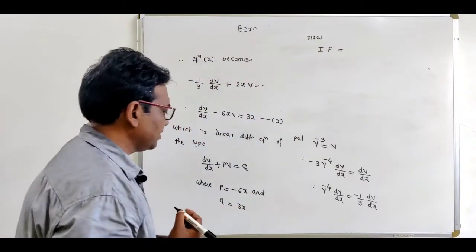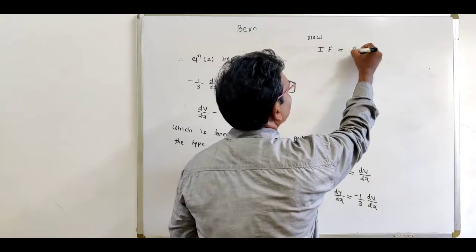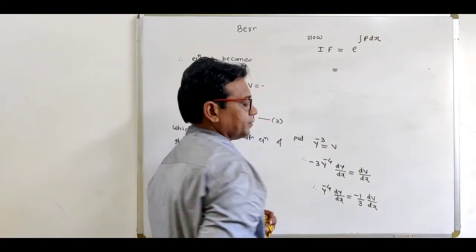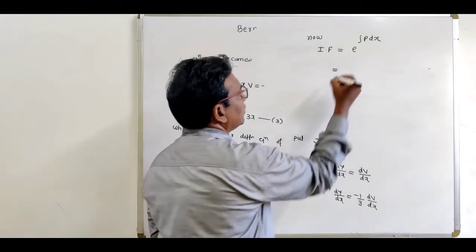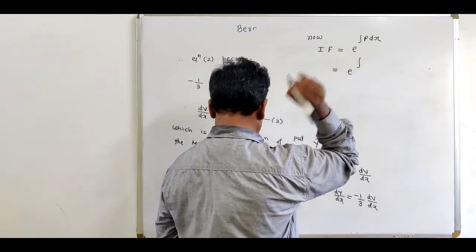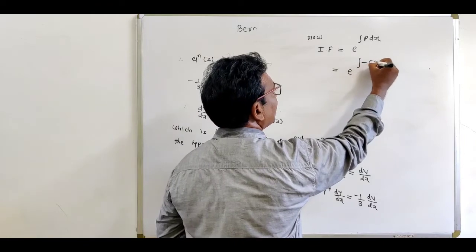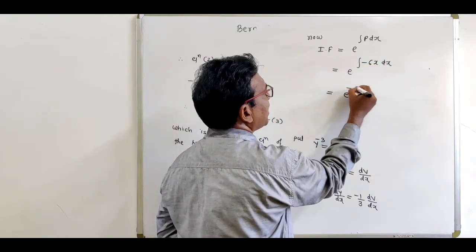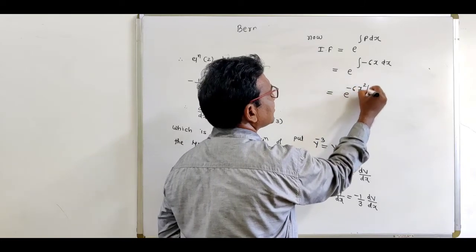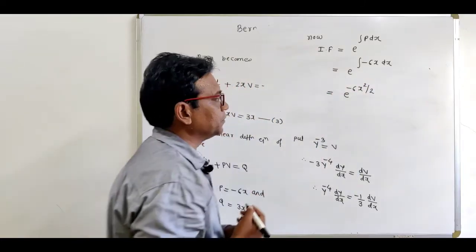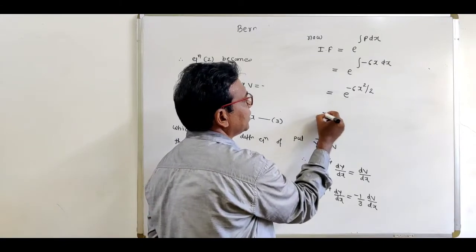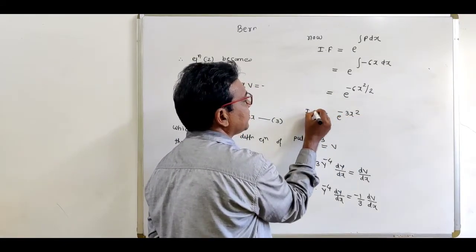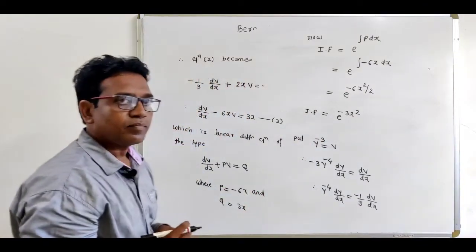Now, the integrating factor is equal to, what is the formula? e raised to integral p dx. So this is e raised to integral of, what is the value of p? Minus 6x dx. So find this integration: e raised to minus 6, the integration of x is x square by 2. So cancel 2, and this is e raised to minus 3x square. So this is our integrating factor.